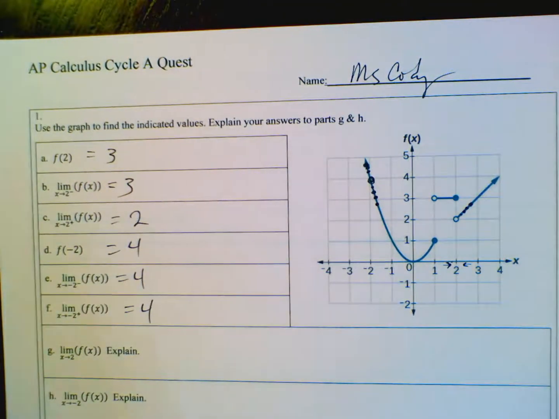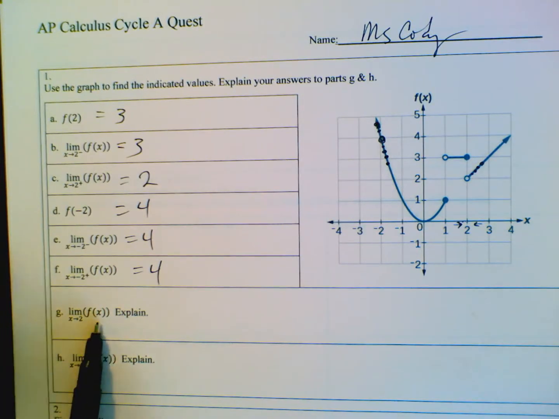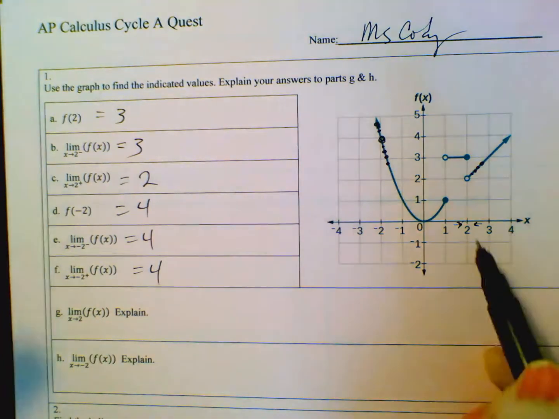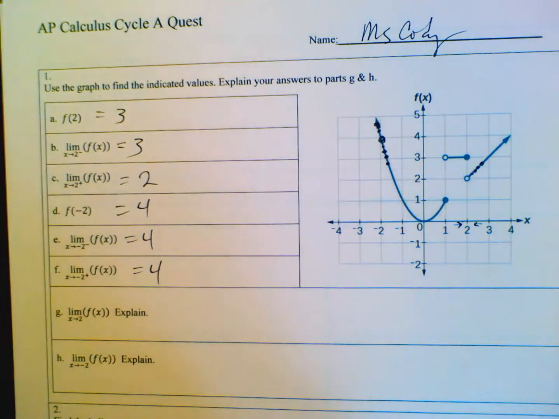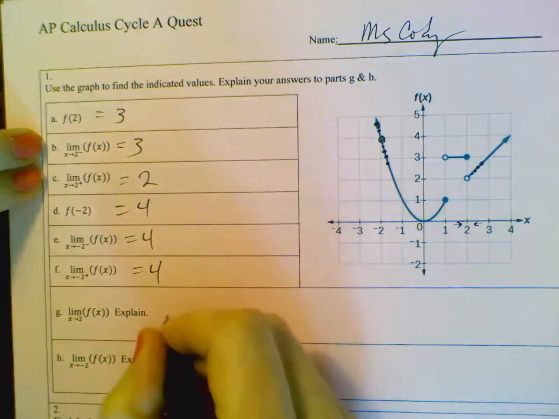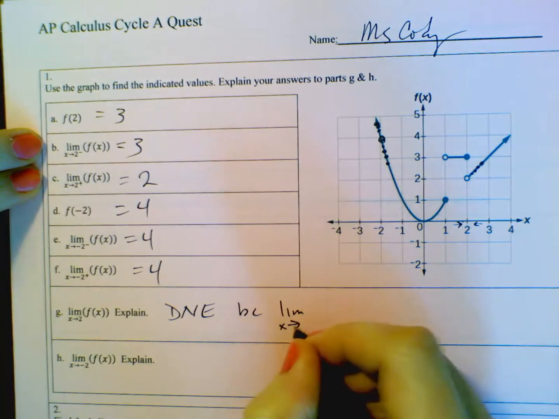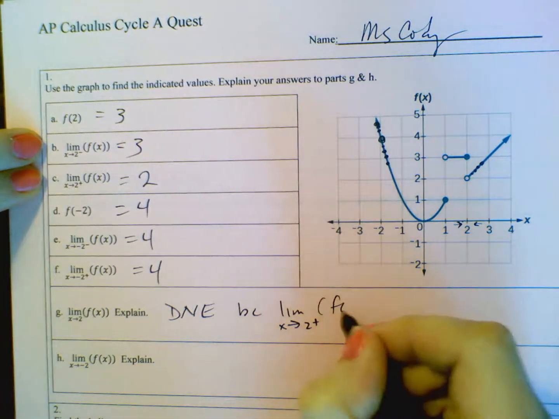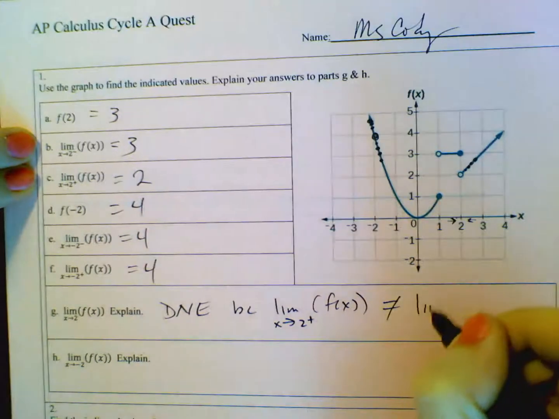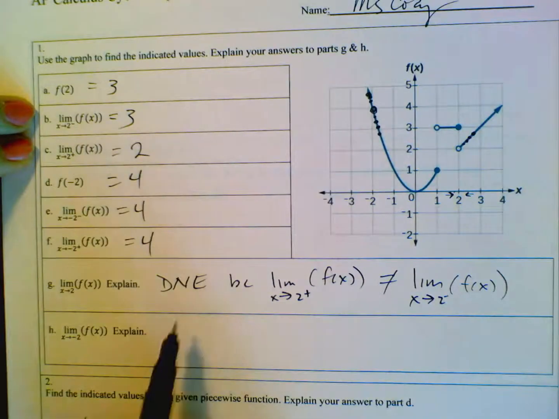Okay, now, how about just the regular limit? The limit as x approaches 2 of f of x, what is it? Well, in order for a limit to exist, the left-hand and the right-hand limit have to exist and they have to be equal. When we saw up here for parts B and C, these are not the same. So the answer is does not exist, because the limit as x approaches 2 from the right and from the left are not equal. So the overall limit does not exist.